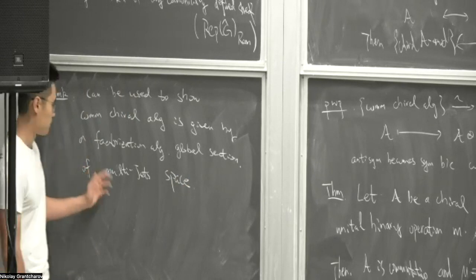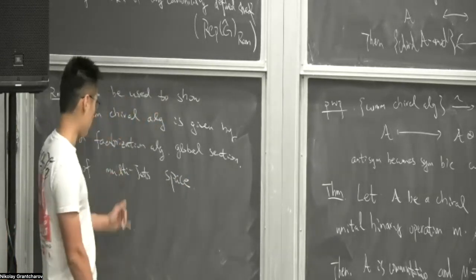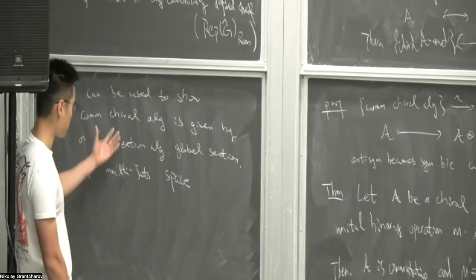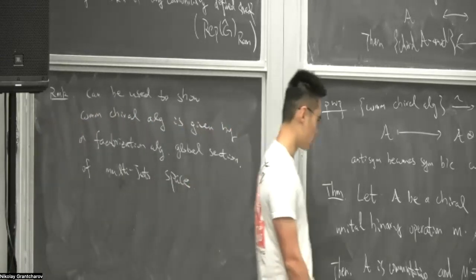It's basically proved by saying that the algebra structure on this global section is compatible with the chiral structure, and then you must have that.